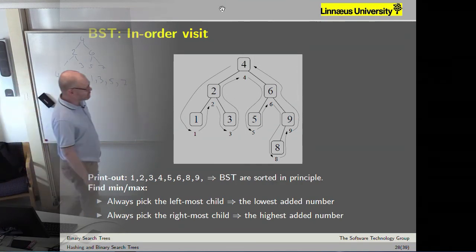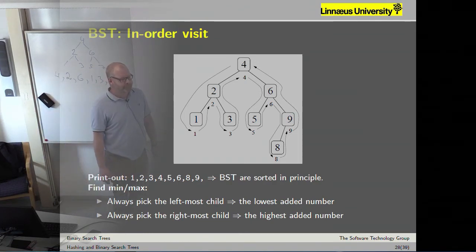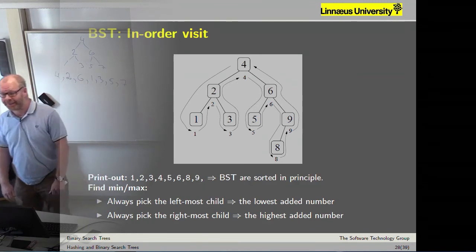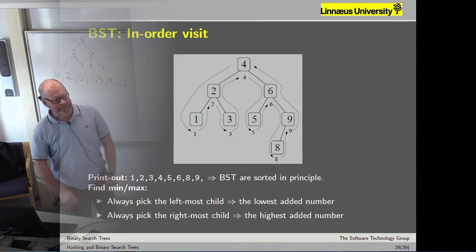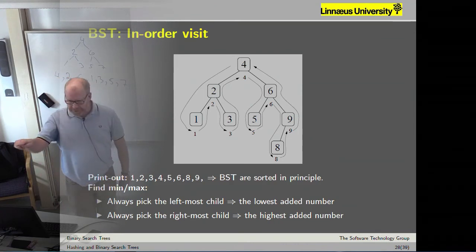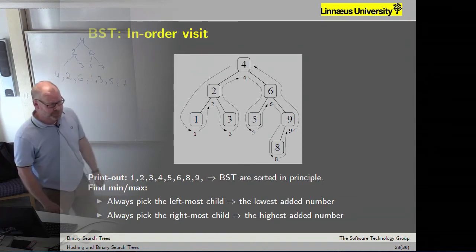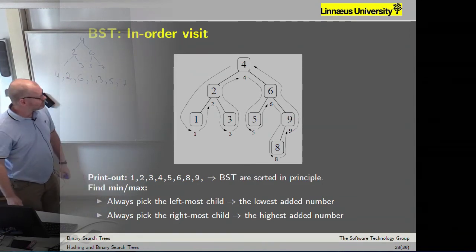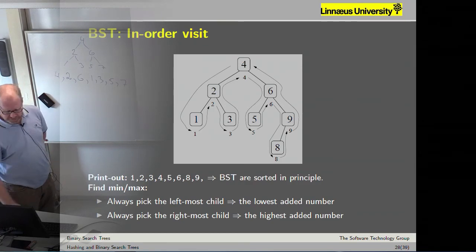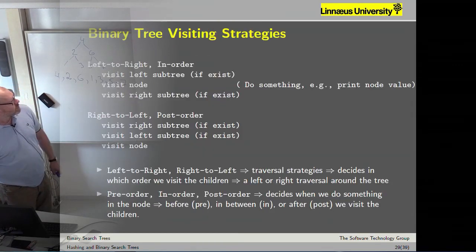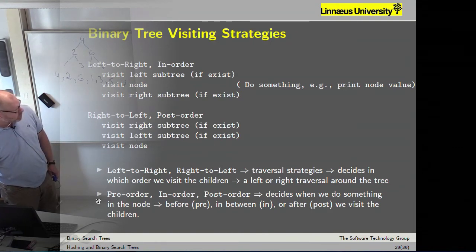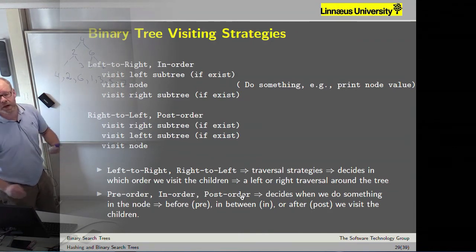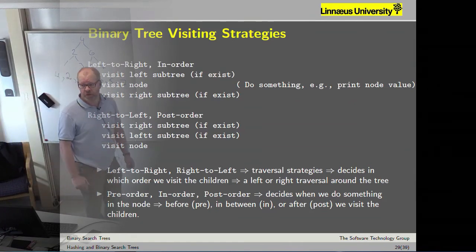This is a favorite question at the written exam. It's very simple for us to do a left to right in order printing of a given tree, and then we can just see its correct sequence, and we can correct it in 10 seconds, your exercise. Did you understand it? Any questions about these binary tree visiting strategies? Left to right means in which way we are traversing the tree. Pre-order, in order, post order, when we are doing something during this traversal of the tree.